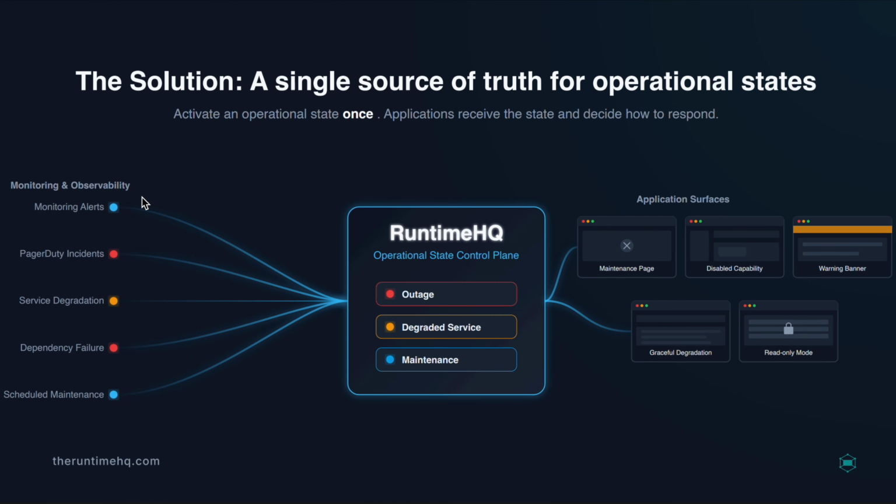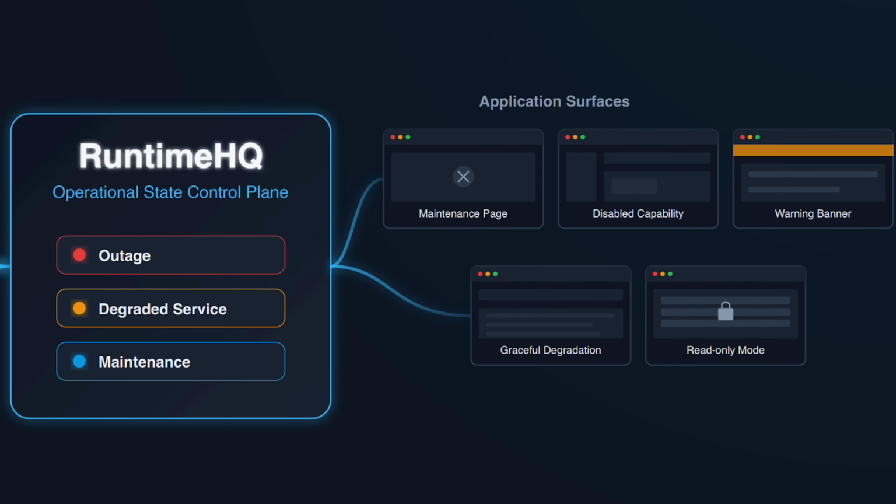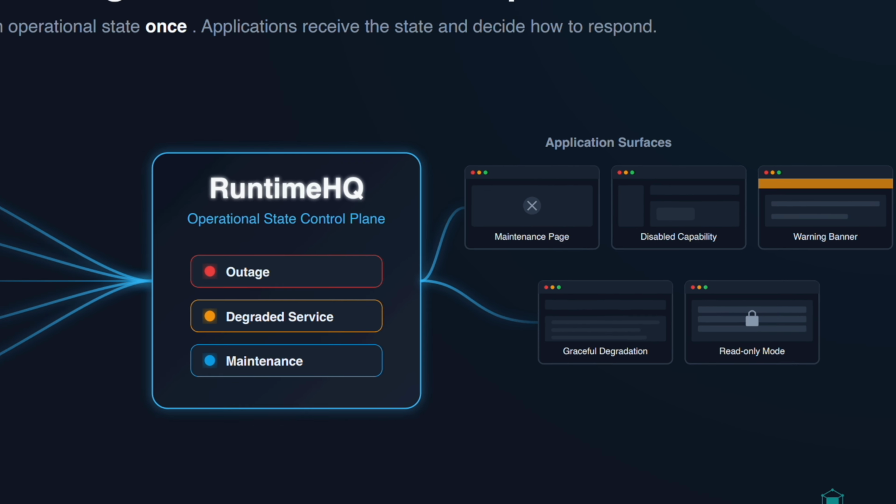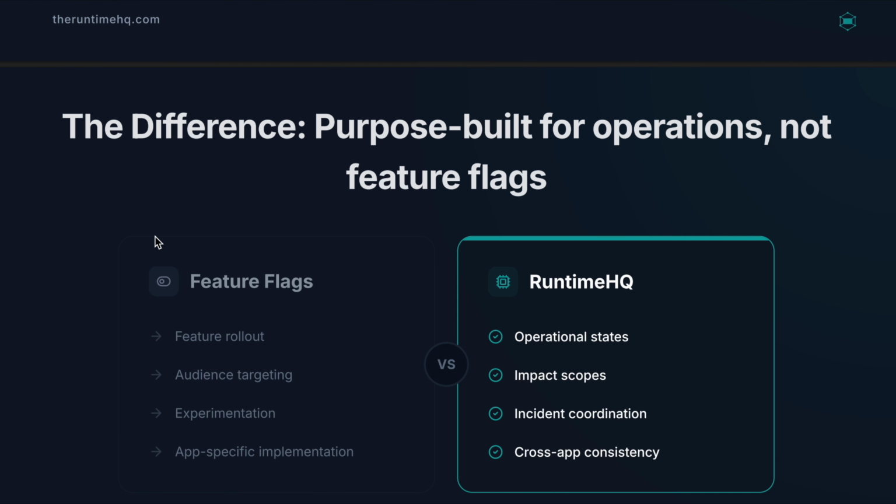Once you decide an operational state for your applications, you declare it once, and RuntimeHQ becomes responsible to distribute the operational state consistently to all your applications. Applications receive the state and decide how to respond. It is purpose-built for operations, not another feature flag platform. Here is a quick demo.